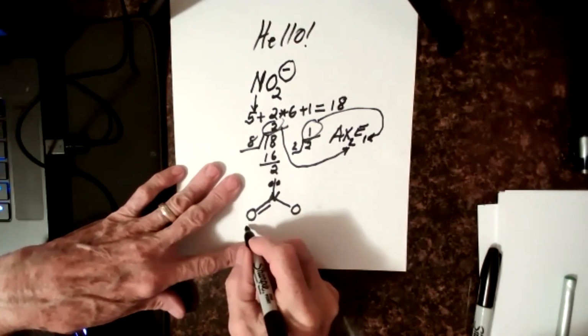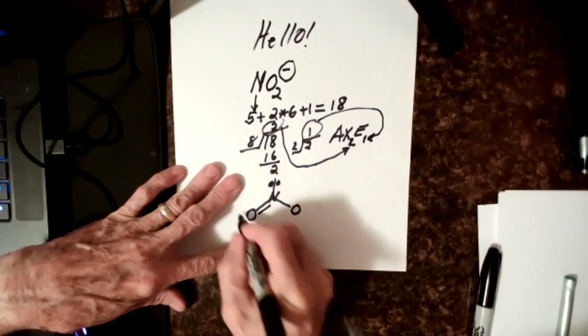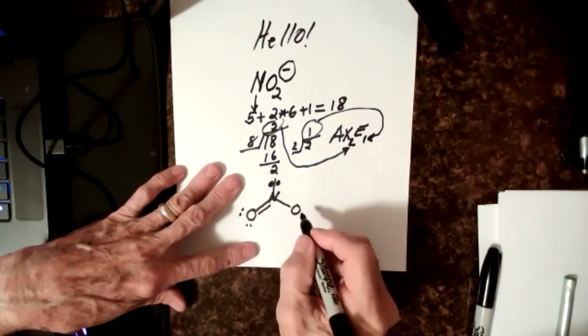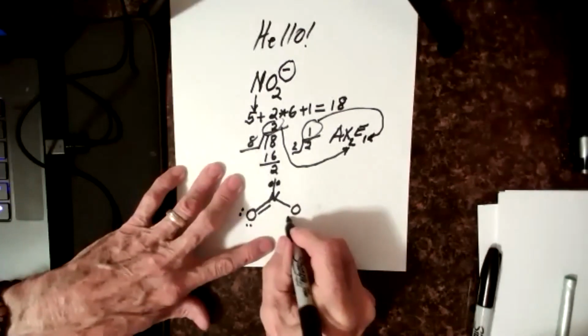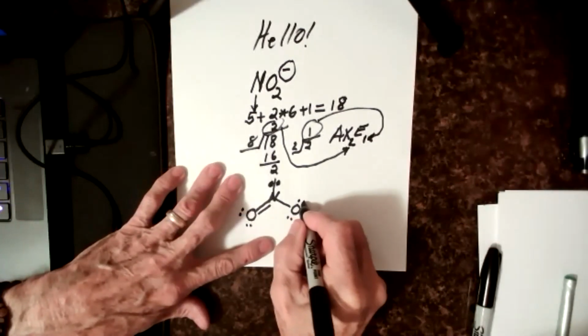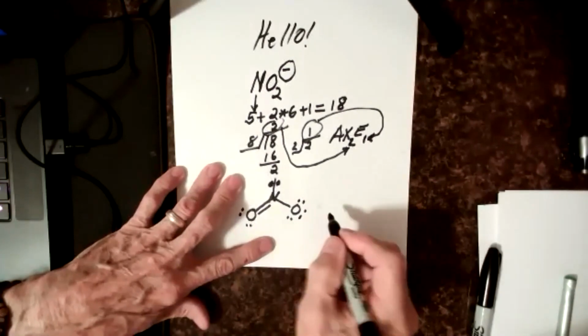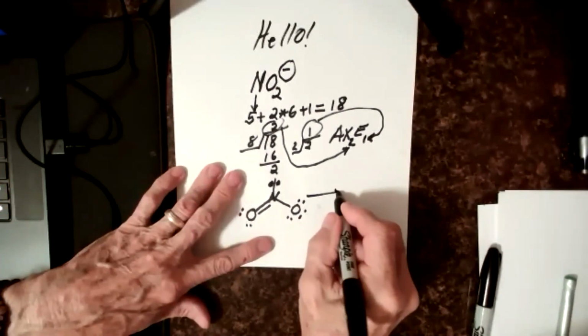If I put it here, that's going to need 2 more lone pairs on this central atom. If I have the double bond here and a single bond here, I'm going to need 3 lone pairs on this atom. And then, of course, there's a resonance structure.